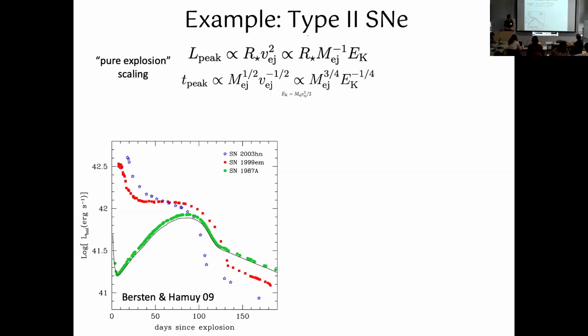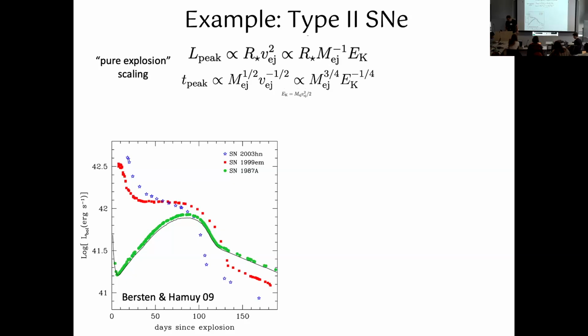All right, so this is what I called my pure explosion scalings for the peak luminosity of this type 2 supernova, depending on the initial star's radius and the ejecta speed. I get these scalings. You can also express them in terms of the kinetic energy of the ejecta and the mass like that. Okay, and as I said a second ago, these are some example type 2 supernova light curves, which are roughly in this range.